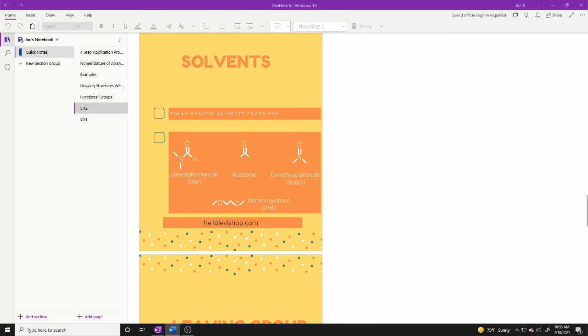You can think of it as a concept of hindrance like we mentioned earlier. Less hindrance, meaning the less protic the solvent, the better for the reaction, and the nucleophile is more freely available to react. Right here is a list of some of the aprotic solvents. Again, this is not an all-extensive list, so be sure to check your textbook for more aprotic solvents. What we have here is DMF, dimethylformamide, acetone, DMSO, and DME.